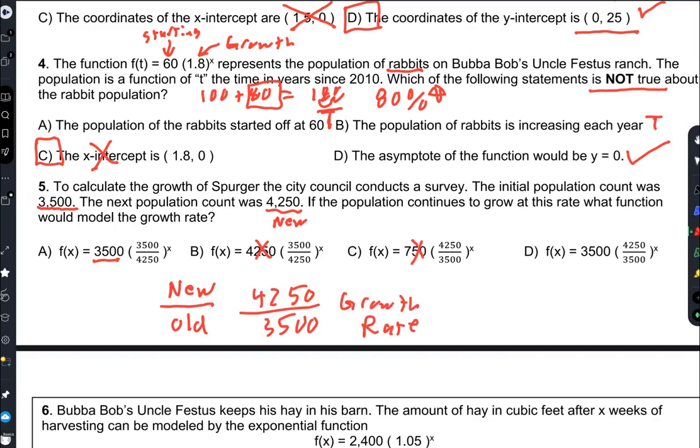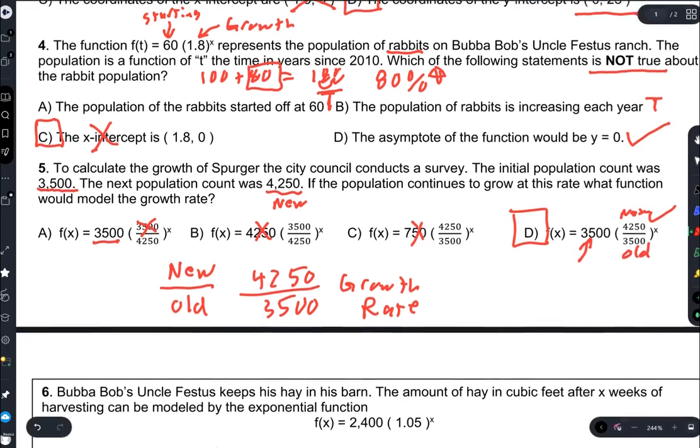So we've got to look for the one with 4,250 over 3,500. This one's incorrect. This one's right. So D is the correct answer. This is the initial amount, and this is new over old. Okay. Number 6, fun.